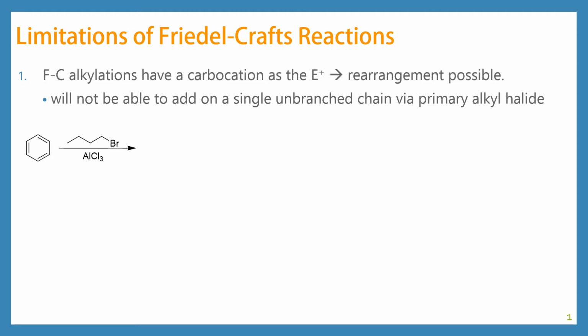For example, look at the reaction below. In the first step of this reaction, we would form the electrophile. This occurs when the bromine interacts with the aluminum chloride in a Lewis acid-Lewis base interaction. This is going to form a complex ion.